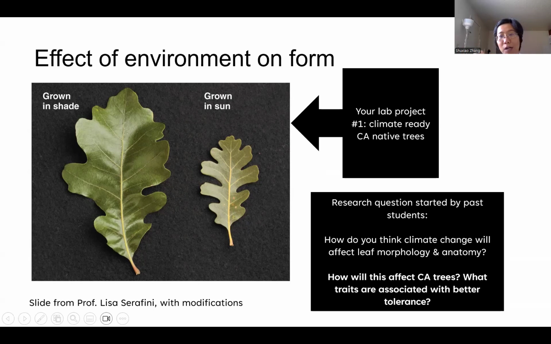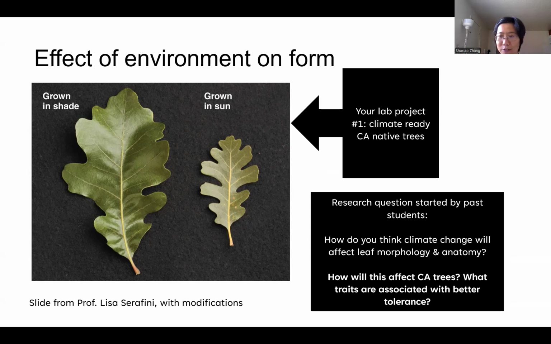And this is what your lab project number 1 will be about. It's about the sort of climate readiness of California native trees. Because California is the state in the US with the most floral diversity, and we have no idea what the effect of climate change is going to be on a lot of these native species.